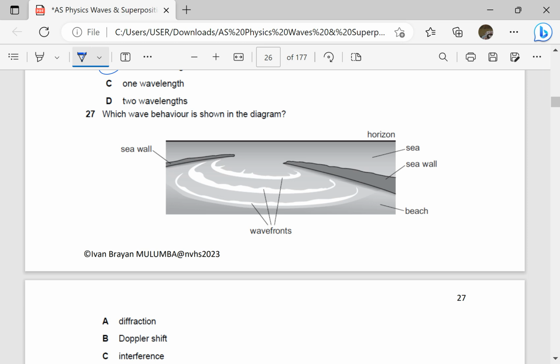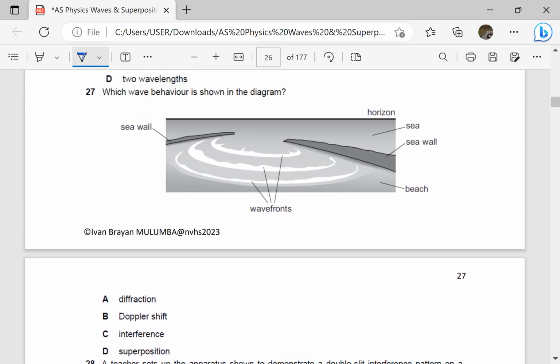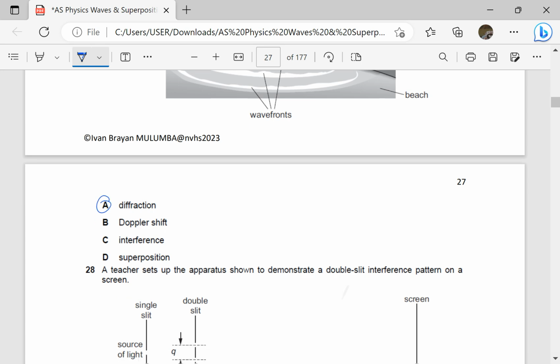Which wave behavior is shown here? I think this is diffraction. Everyone can see that this is diffraction, spreading of waves into regions of geometrical shadow. So this is simply going to be diffraction, nothing else.